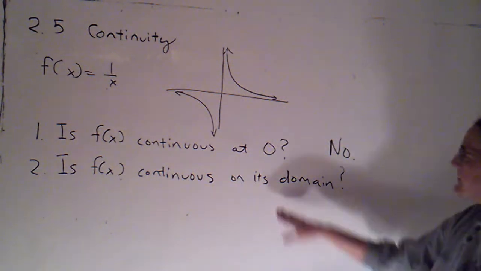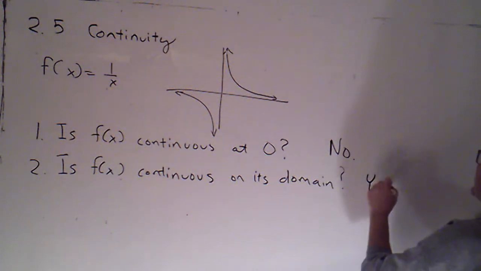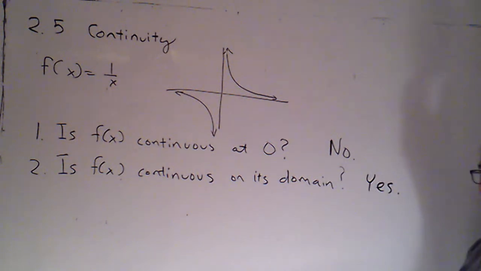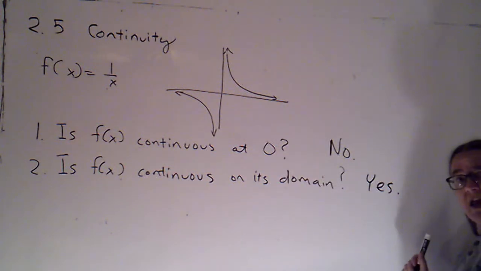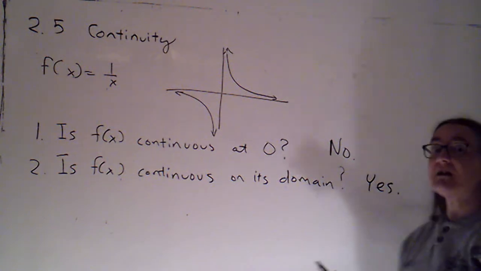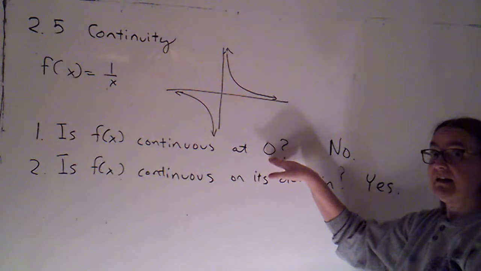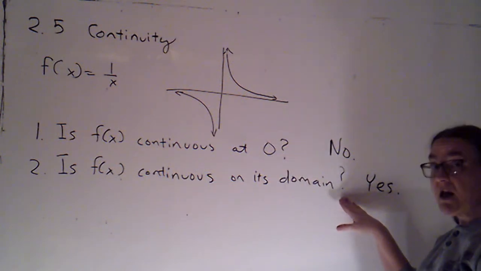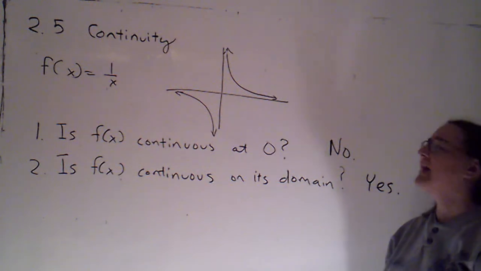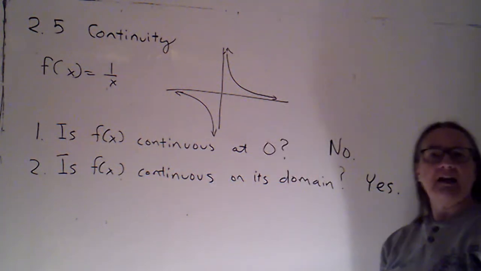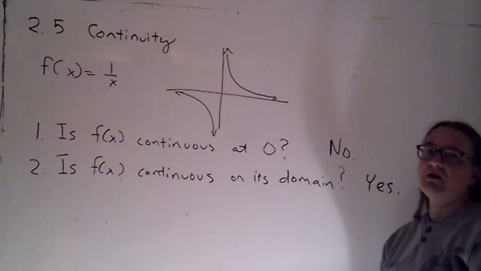Now, the second question: is f of x continuous on its domain? That's a yes. Sometimes students want to say, but wait a minute, if it's not continuous at 0, how can it be continuous on its domain? Well, the answer is that 0 is not in the domain. So it can be discontinuous at a point and still be continuous on its domain if that point is not in the domain.